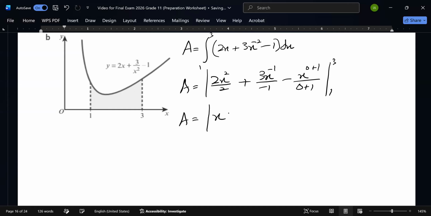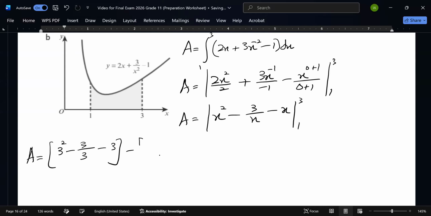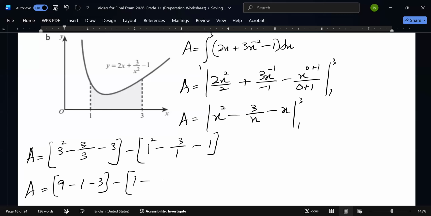It's going to be x squared minus 3 upon x minus x, and the limits are 1 and 3. First things first, we substitute the upper limit. It's 3 squared minus 3 upon 3 minus 3, that's the upper limit, and then we write the lower limit: 1 squared minus 3 upon 1 minus 1. 9 minus 1 minus 3, that's my first bracket. And the second bracket says 1 minus 3 minus 1.